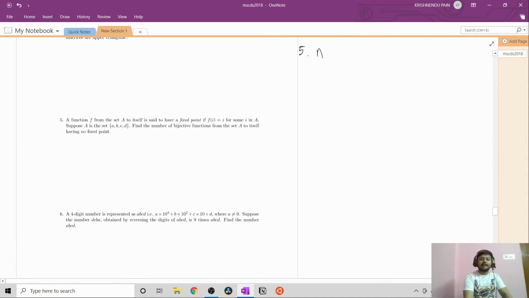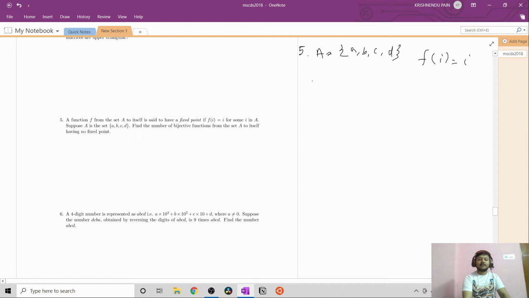Question number 5. A is a set consisting of these 4 points A, B, C, D. A function f from set A to itself is said to have a fixed point if f(i) is equal to i for some i in it. We have to find the number of bijective functions from the set A to itself which have no fixed point.